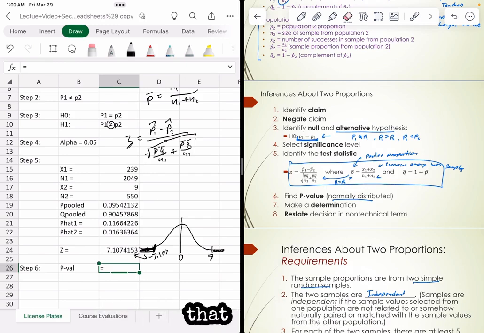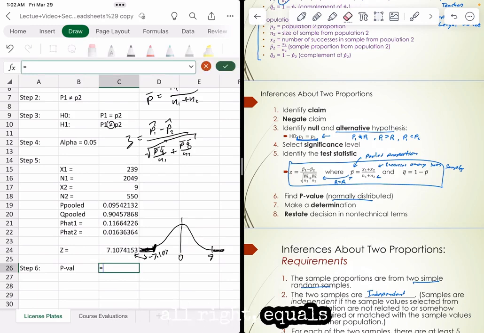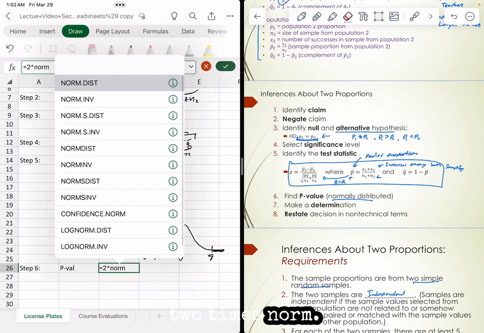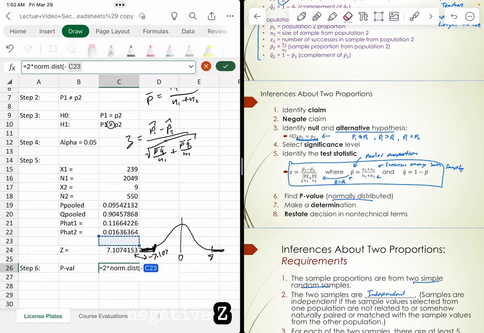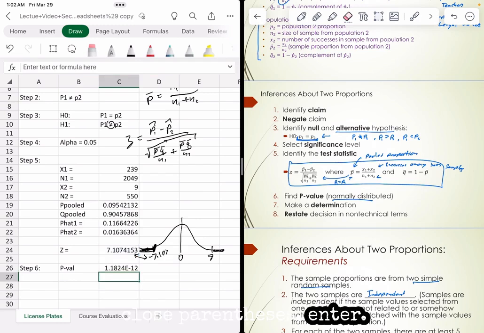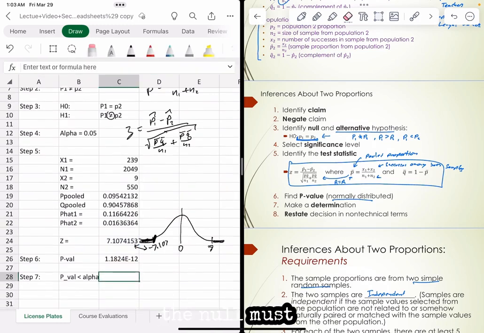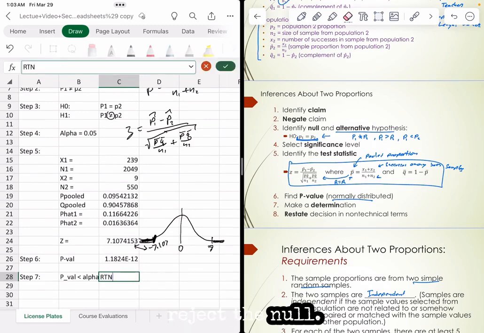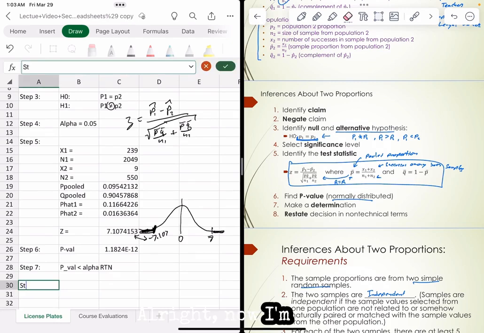And I'm going to multiply that by 2. Equals 2 times norm dist negative z-score, comma, 0, 1, cumulative 1. Close parentheses, enter. There's my p-value. If the p is low, the null must go. Reject the null.